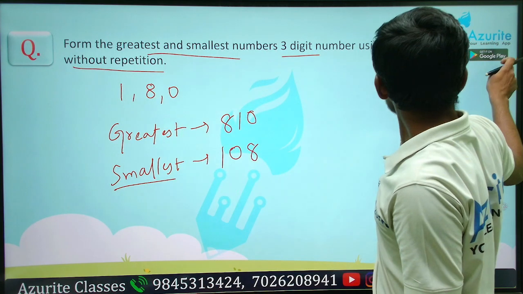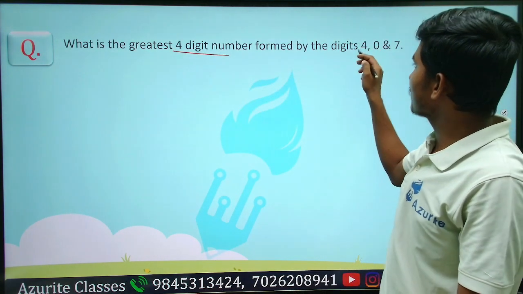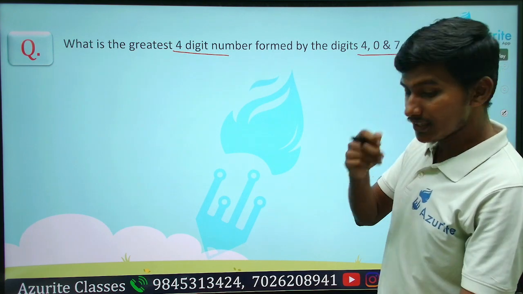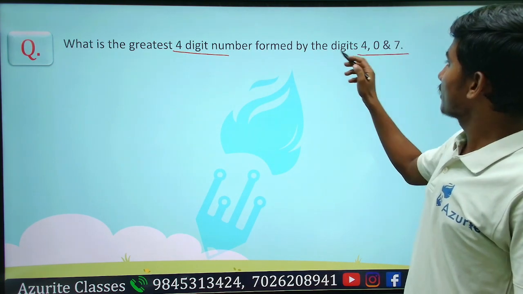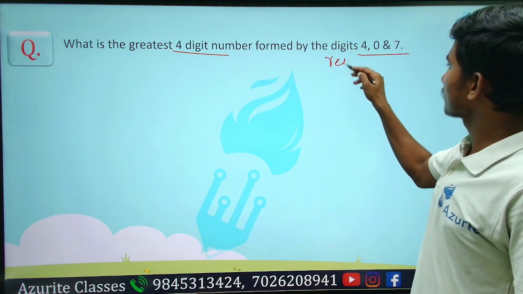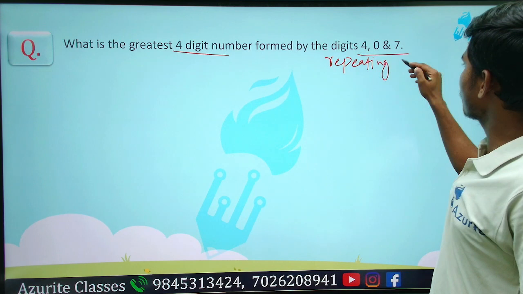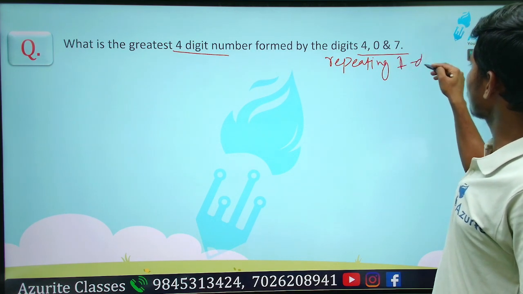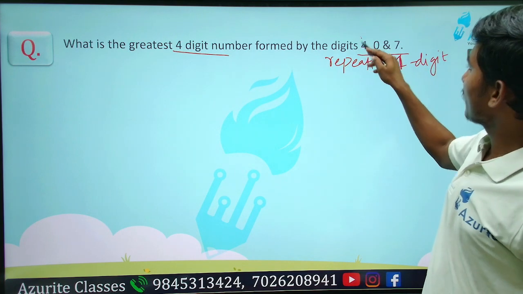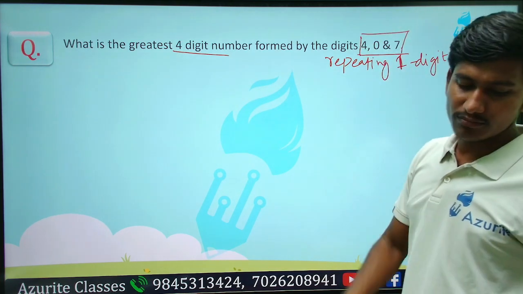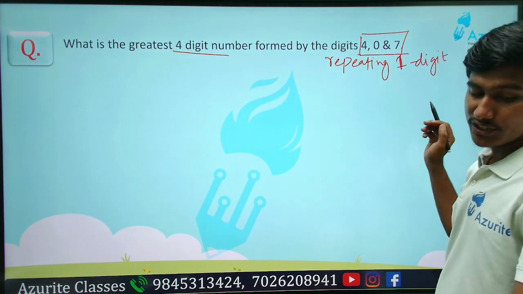So what is the greatest 4 digit number formed by the digits 4, 0, 7, repeating only one digit? Come, write it once again. So here we are repeating one digit. Sir, we can repeat any digit whichever is suitable. Okay, so repeating one digit.